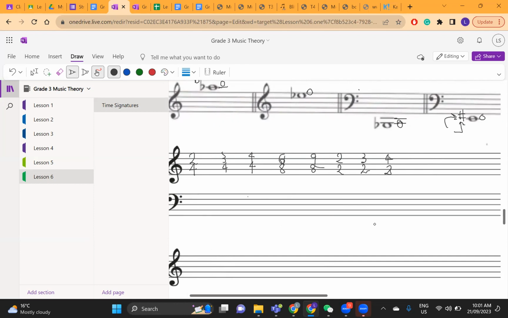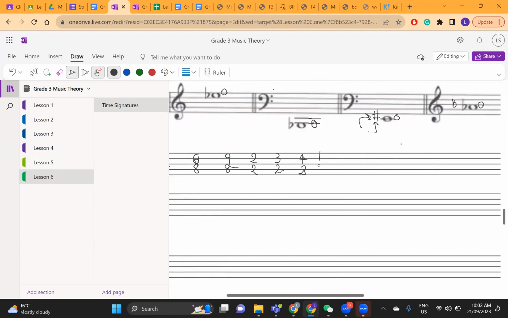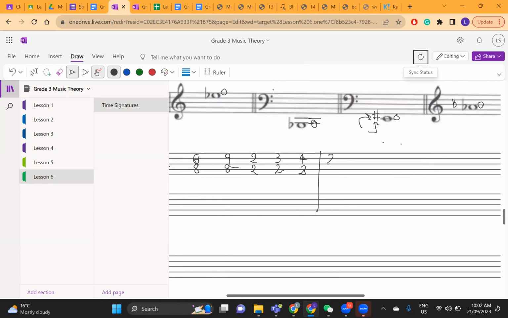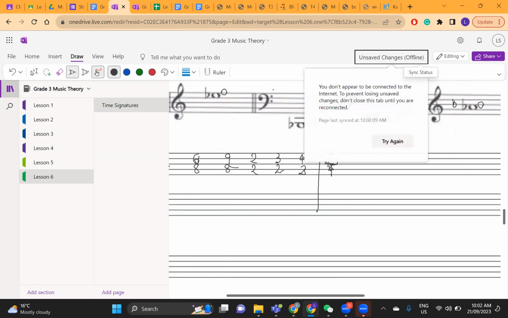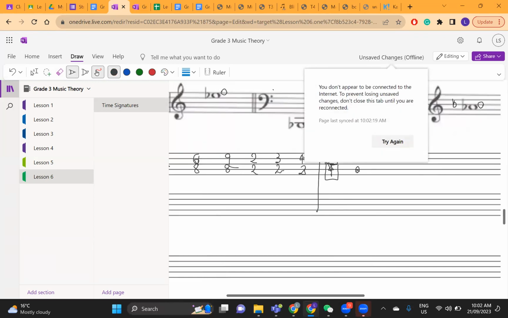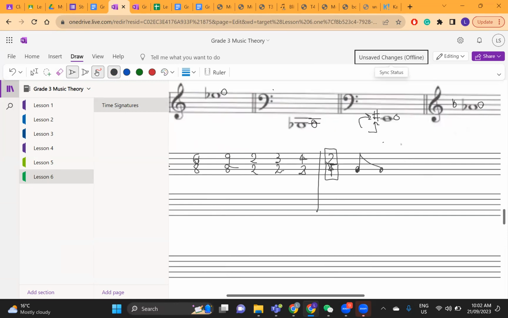So, quick recap. The top number of a time signature tells you the number of beats. The bottom number tells you the type of beats that you're dealing with. So that means in 2/4, it tells you that we have 2 crotchet beats.